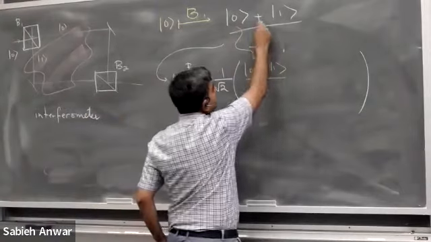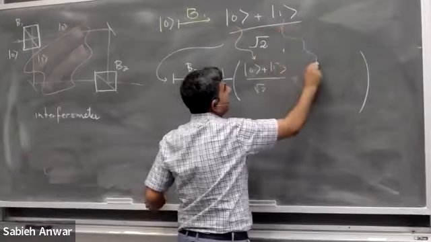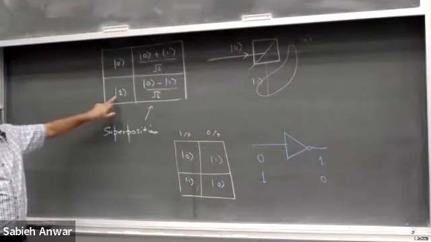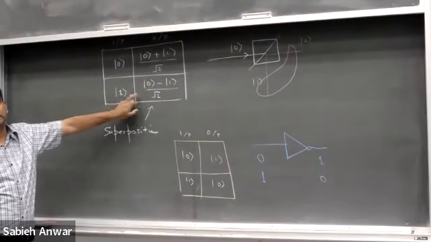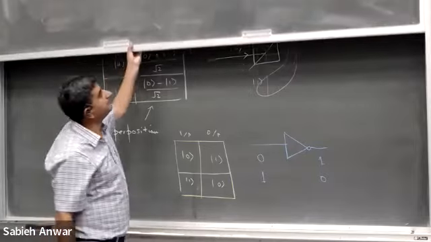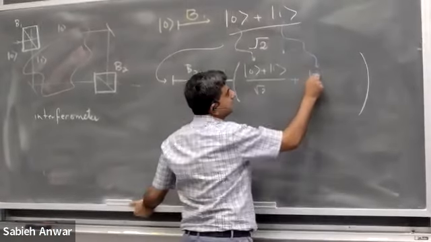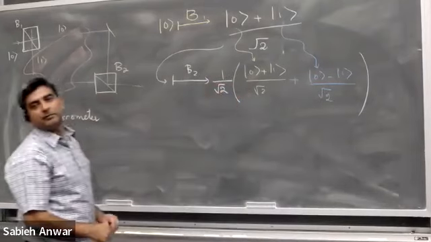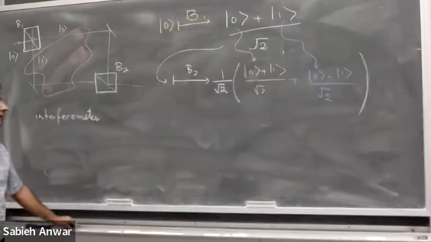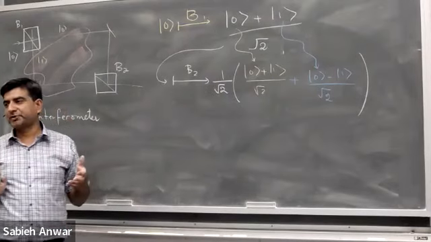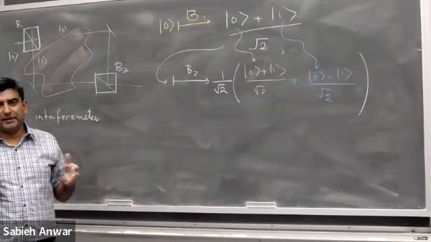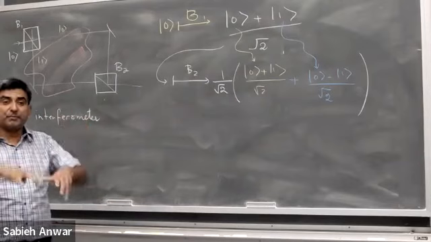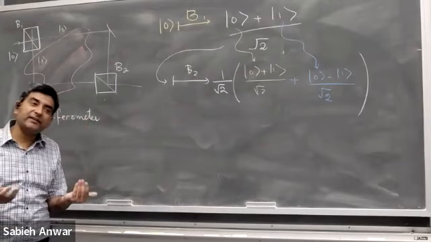This is what happens to this object here. And this plus sign comes here. What happens to this ket 1? This ket 1 is transformed by the beam splitter into this state. So now we started off with the superposition, and then we had another beam splitter act on the superposition. And let's see what final state we get.